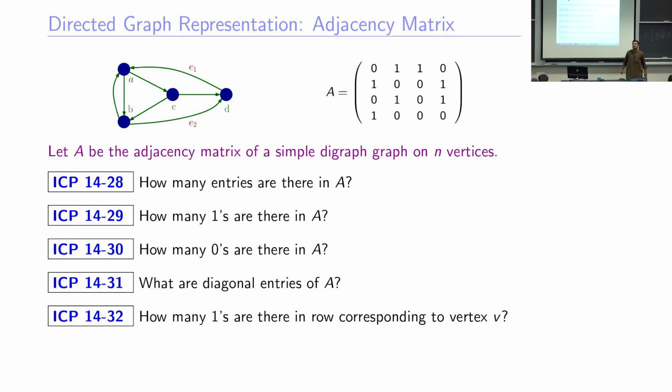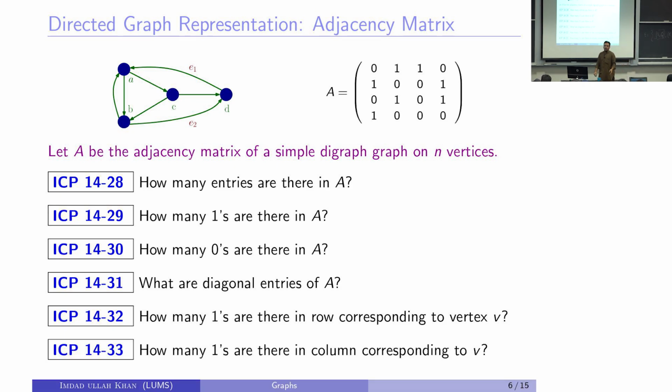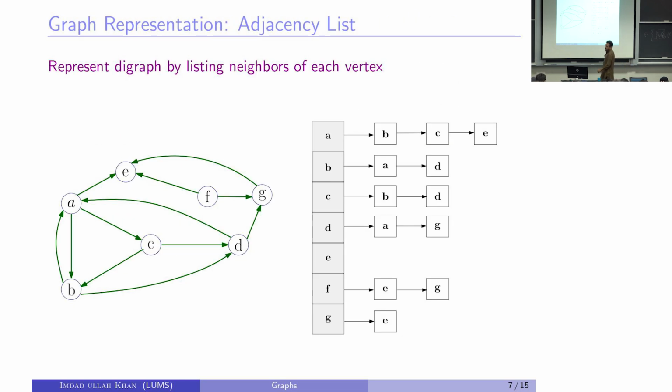Okay, what will be the number of ones in the column corresponding to the vertex V? Degree minus of V. Degree minus is not a word, okay? In degree. That's just a notation. We don't pronounce it like that, we say in degree of V. The in degree is the number of edges incoming to this vertex, the number of edges where this vertex is the target.